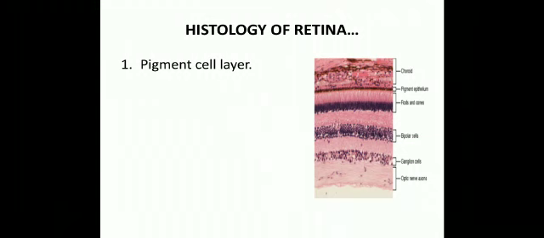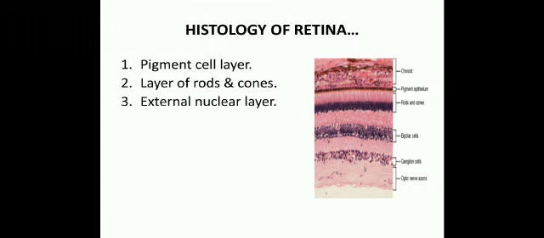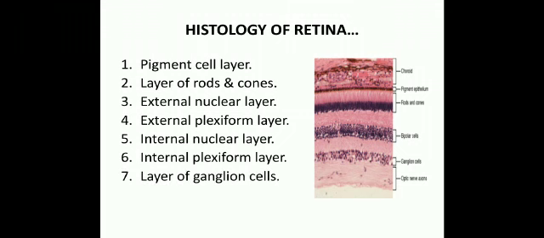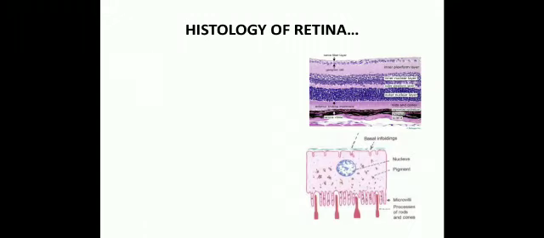The first is the pigment cell layer, then the layer of rods and cones, the external nuclear layer, external plexiform layer, the internal nuclear layer, internal plexiform layer, the layer of ganglion cells and the layer of optic nerve fibers. Along with these 8 layers, the internal limiting membrane and the external limiting membrane will also be there.